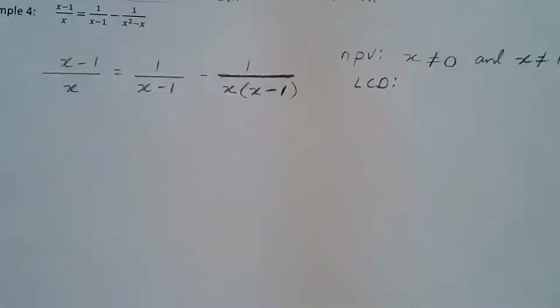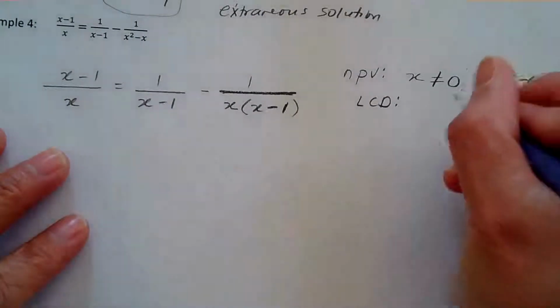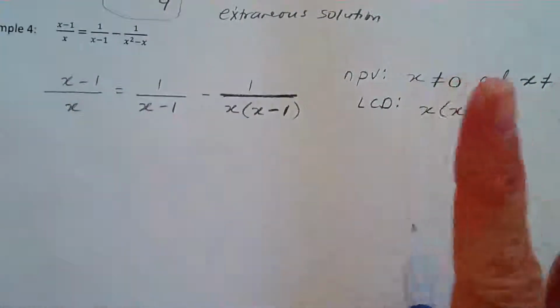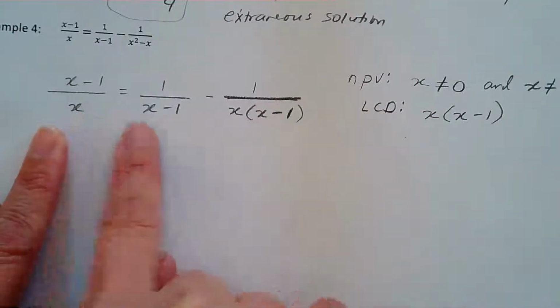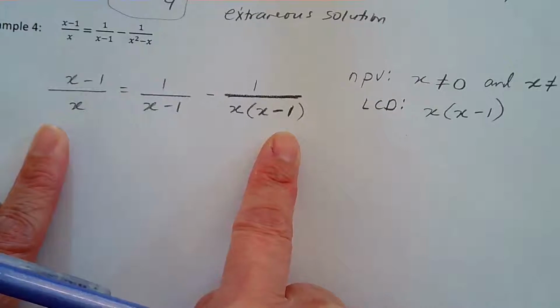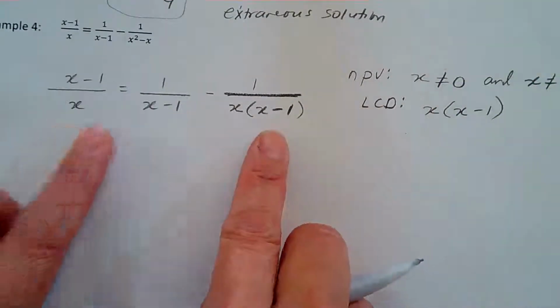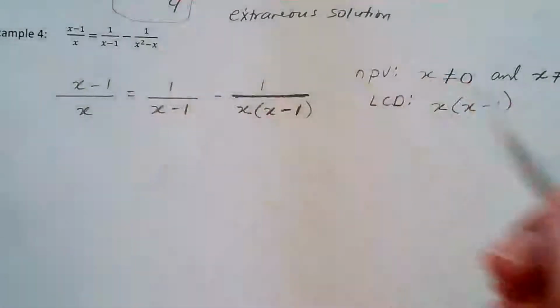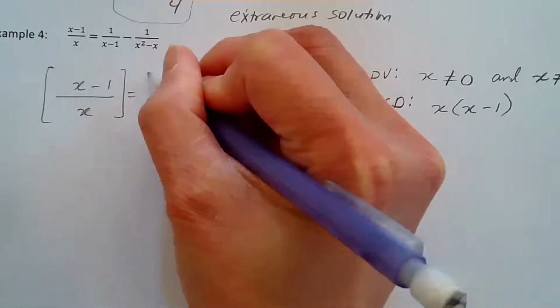What's the LCD? X times x minus 1? So x times x minus 1. Is everybody getting better with this one? Lowest common denominator, you scan the denominators, what are the factors? I see x, so I write it down. I see x minus 1, I write it down. So that's it. Okay, so let's go ahead and multiply by the LCD on both sides.